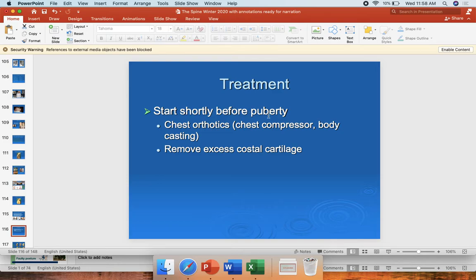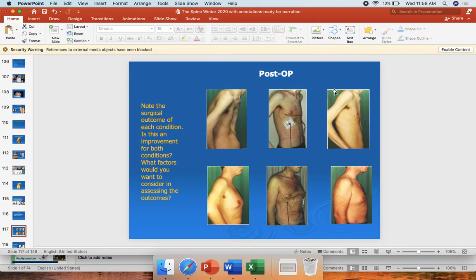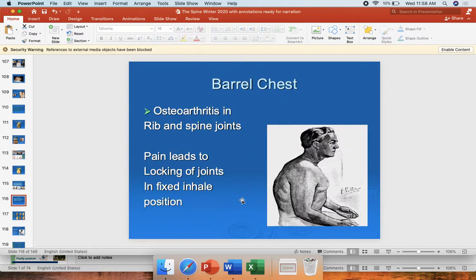So it starts just before puberty when they really start to grow. You're going to notice that chest. And here's some of the surgical procedures that you can see. So this is after that Nuss procedure. And then on the carinatum, you can see that they went in and trimmed out some of that costal cartilage, limiting the amount that it's going to stick out. And I think that was what I wanted to cover.